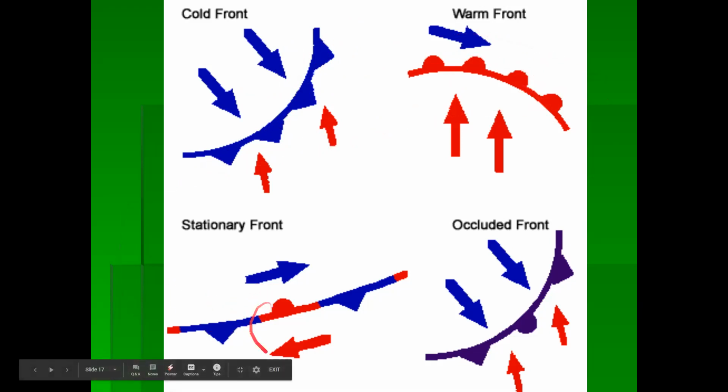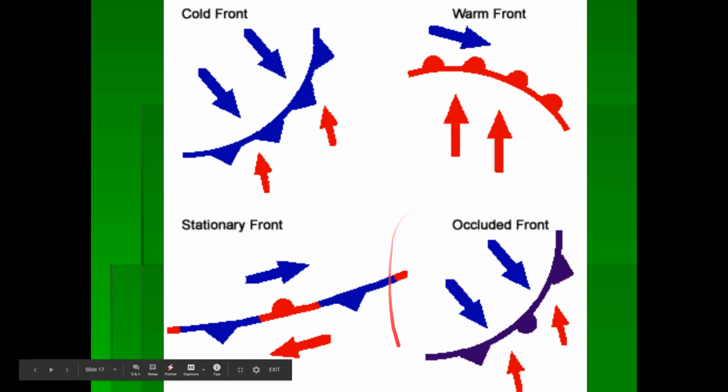Remember, a stationary front, neither one's really pushing past one another. They're just kind of meeting and touching. So you have a multicolor line, blue and red, with blue triangles going in one direction and red semicircles going in the other. If you see them in opposite directions, that shows you they're not pushing past one another, they're just touching. These two are all in one direction, so they're moving, but this one's not moving.